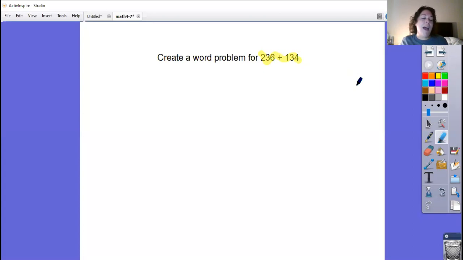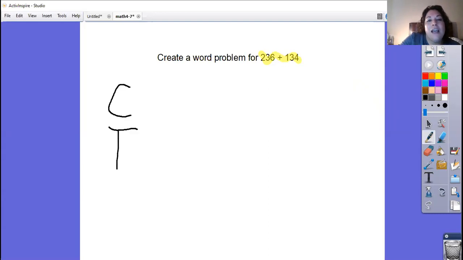We have talked a lot about how math has its own language. This is an actual sentence. This sentence says 236 plus 134. And here I'm asking you to help me create the word problem for this. Well, you're not here with me, so you might just have to look and listen for a little bit. I like to use my strategy of cats that always quack.